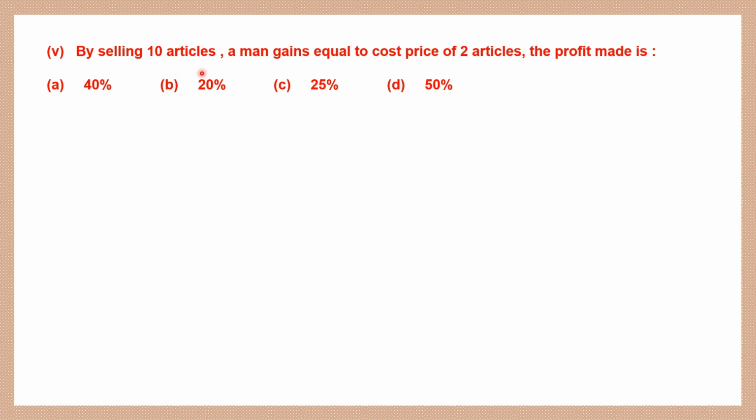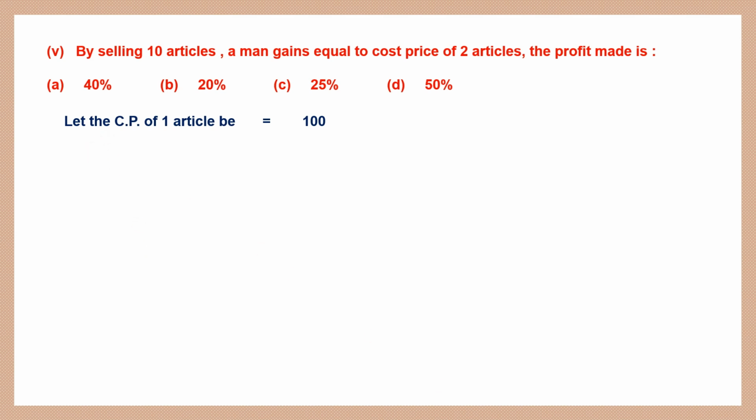Question 5. By selling 10 articles, a man gains equal to cost price of 2 articles. Now we have to find the profit that is made. So what is his gain? His gain is the cost price of 2 articles. So first we have to find the cost price of 1 article.